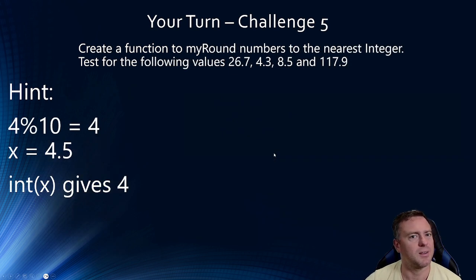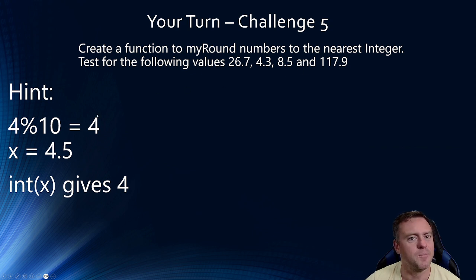Cool. So now a little bit harder. What we're going to do is create a function to do my round. So there is a built-in function called round inside of Python. We're actually going to work out how it does it behind the scenes. So we're going to round to the nearest integer. And the way that we do this is we test the following values. We're going to test 26.7, 4.3, 8.5, and 117.9.